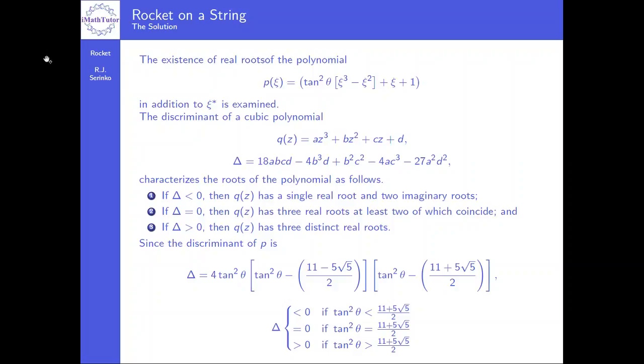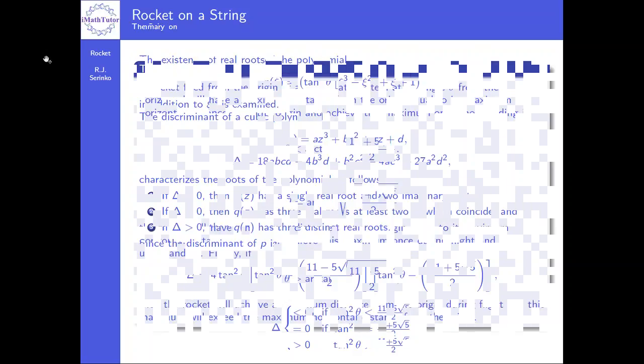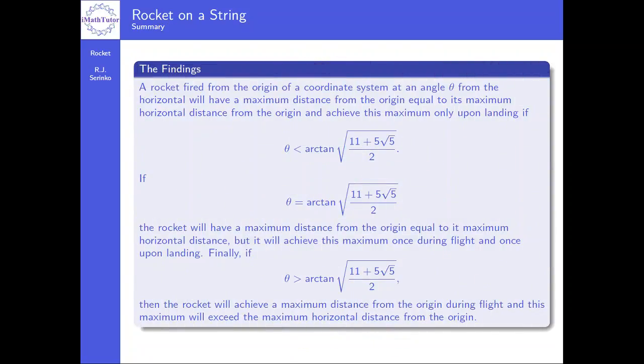So putting this all together, what we find is that a rocket fired from the origin of a coordinate system at an angle theta from the horizontal will have a maximum distance from the origin equal to its maximum horizontal distance from the origin, and achieve this maximum only upon landing if theta is less than the arctan of the square root of (11 plus 5 square root of 5) over 2.